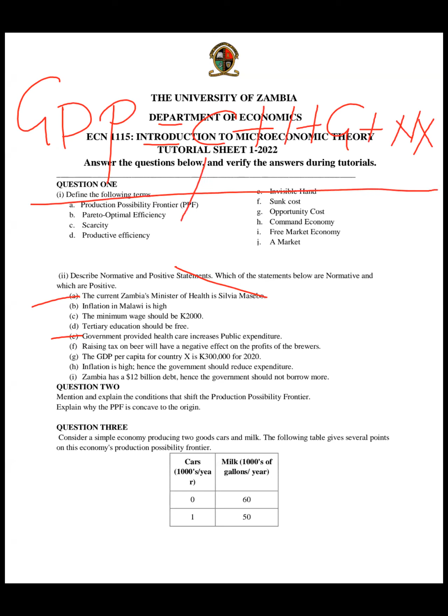C is the consumption, general consumption. I is investment, from the private sector and from the public. Then G is the government expenditure. So if the government provides health care, if it's the government which is spending, then that should increase the public expenditure, which is the government expenditure. It's just the truth. Clear?